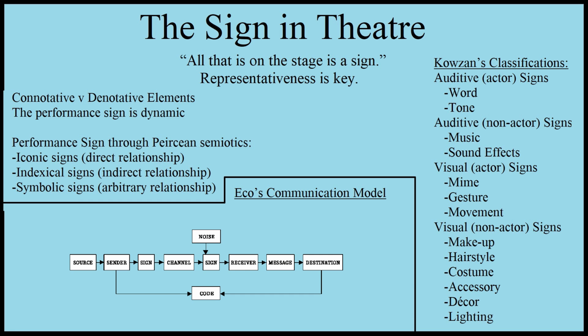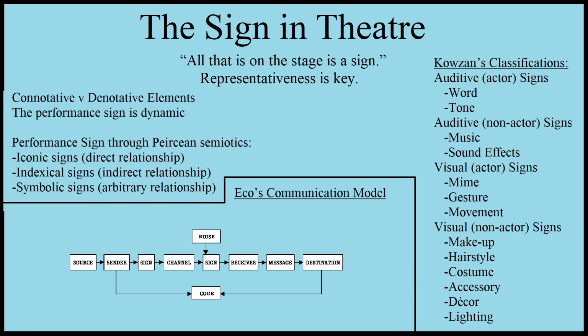So obviously actor are things that the actor does, and non-actor are things that the actor does not do. So they're actually very, very simple, right? When it comes to auditive things, the actor can say words, and they can choose a specific tone. They can be very angry about their tone, or very jovial, very happy about their tone. They can be really sad.